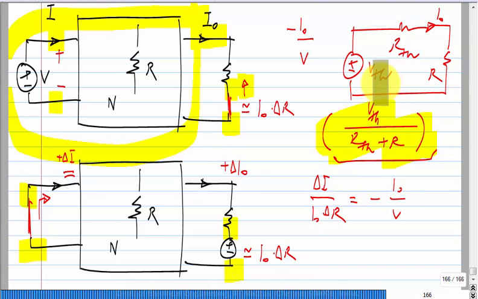I think there is some way to get that also, because here we will get delta I to be minus I naught square delta R divided by V. Okay.